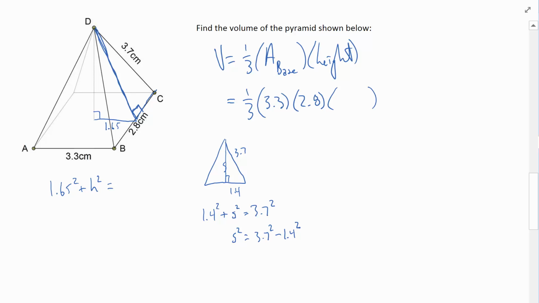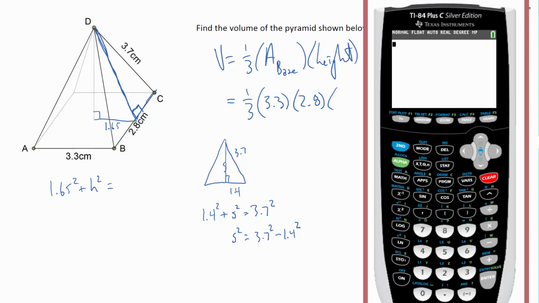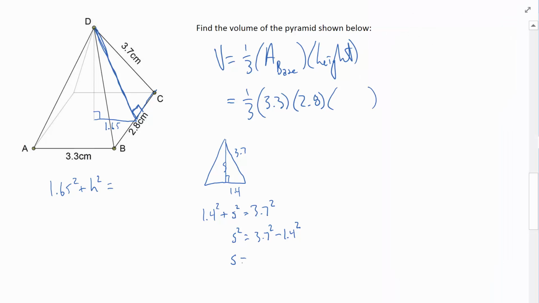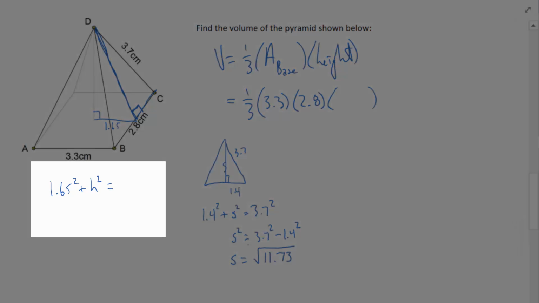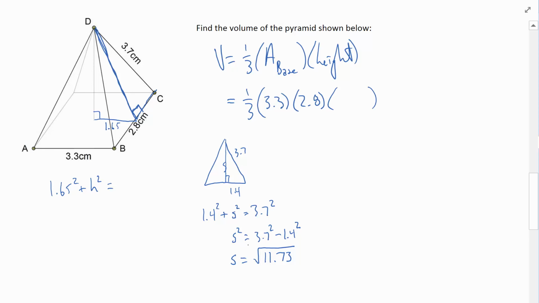Well, let's get out our trusty calculator and go with this. 3.7 squared minus 1.4 squared equals 11.73, meaning that s must be equal to the square root of 11.73. Now I could calculate that square root, but remember I need that number over here in the slant height calculation and the height calculation on the other one. So I don't want it rounded off. I don't want any decimal places. I want this to say equals root 11.73 squared.